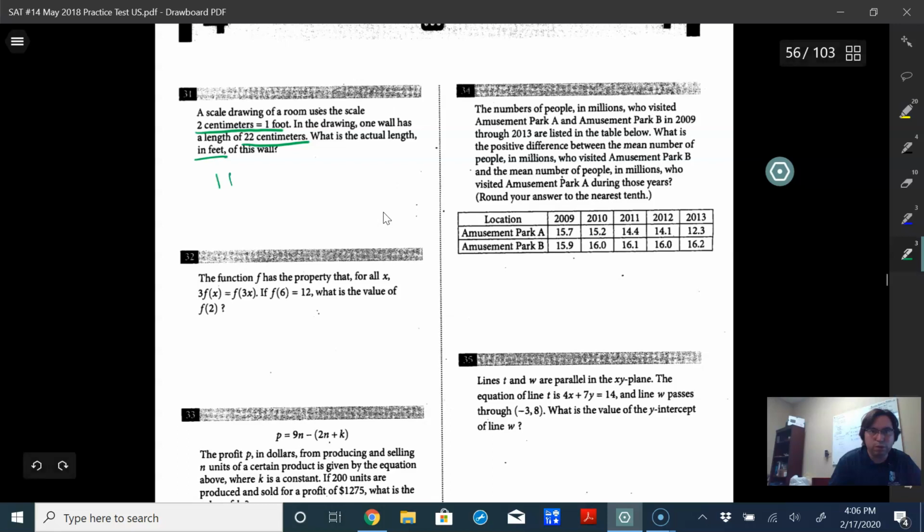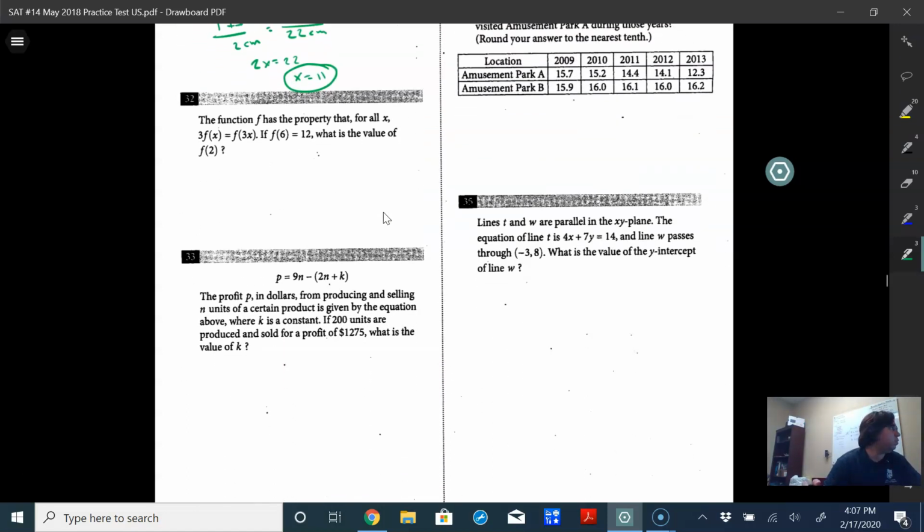So we can say, okay, 1 foot is equivalent to 2 centimeters. So then we have a length of 22 centimeters, and we want to know how many feet here. So we can cross multiply and divide. And so now we get 2x, 22 times 1 is going to give me 22. So x will then equal 11 here. And that would be your answer choice.